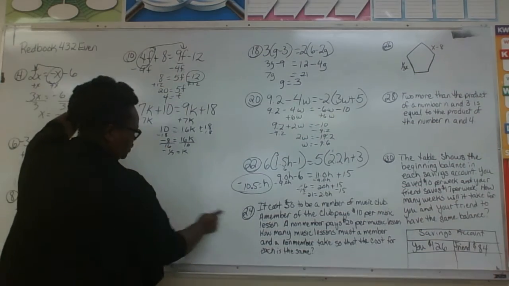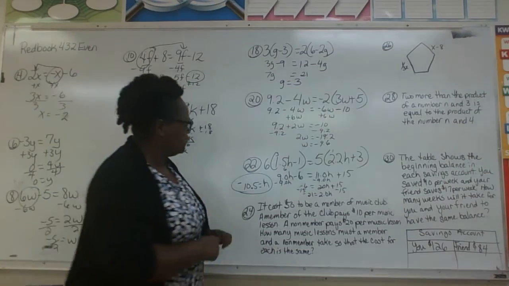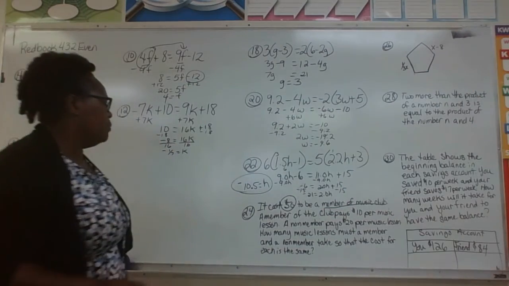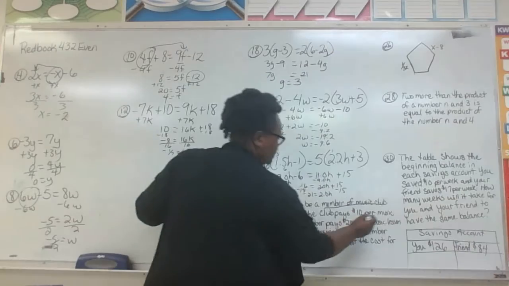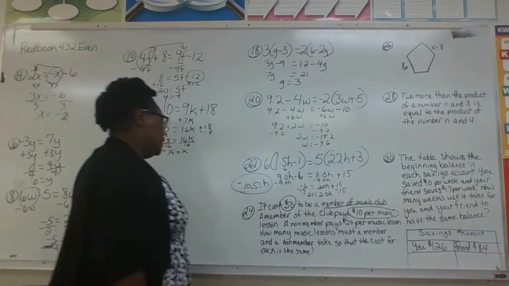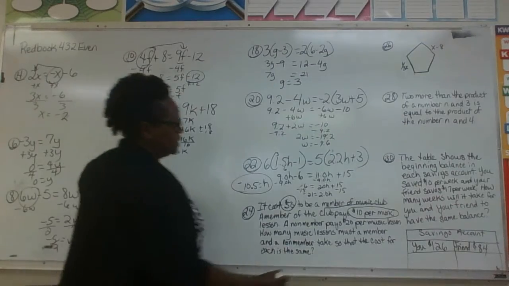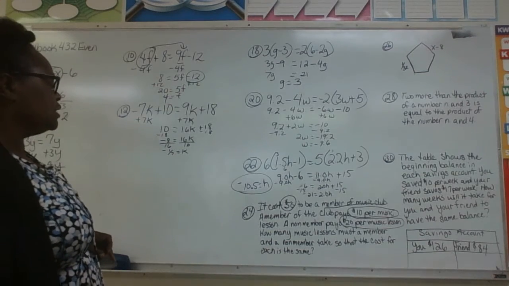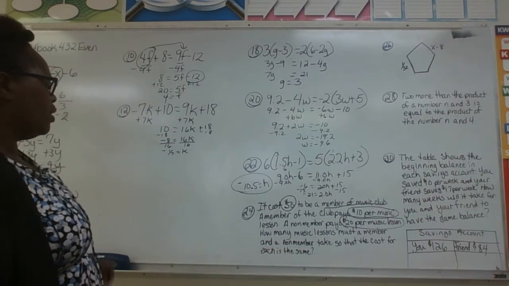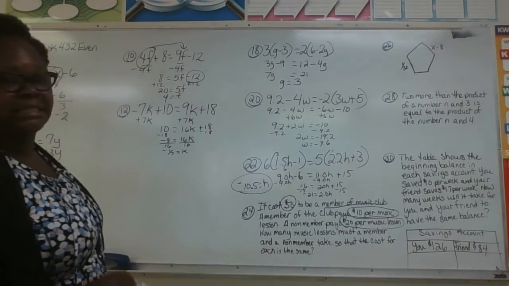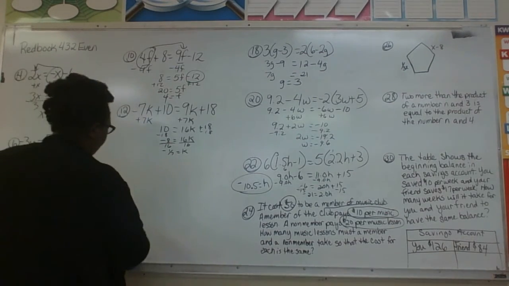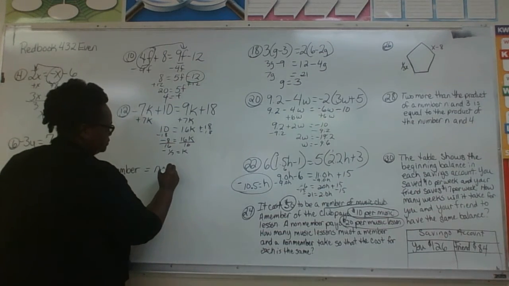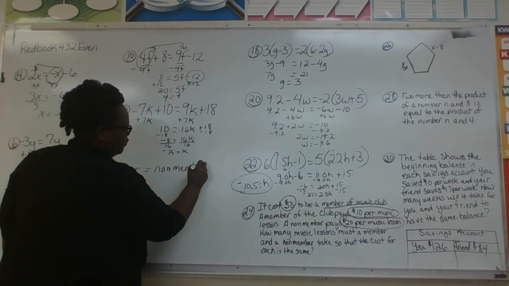Okay, number 24. It says, it costs $50 to be a member of a music club. A member of the club pays $10 per lesson. A non-member pays $20 per lesson. How many music lessons must a member and a non-member take so that the cost for each is the same? So if we want the cost to be the same, then that means the member will equal the non-member. That's in order for it to be the same.